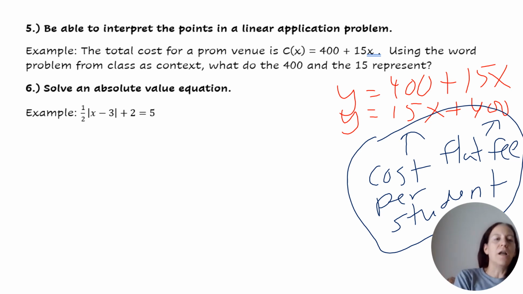Okay. Number 6, solve an absolute value equation. So at the time I'm recording this is literally what we just did. Remember that the first step in solving an absolute value equation is to isolate the absolute value. So we want to get rid of that 1/2 and we want to get rid of that 2. Make sure that you are dealing with adding and subtracting before you're dealing with multiplying.